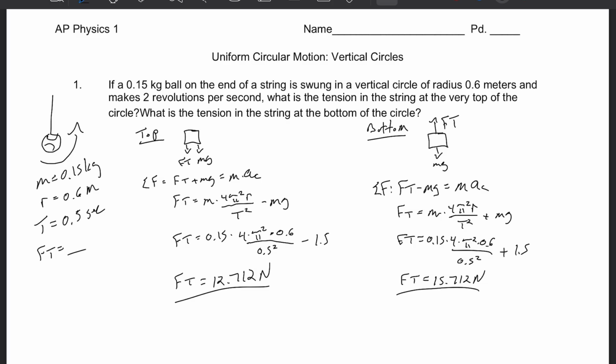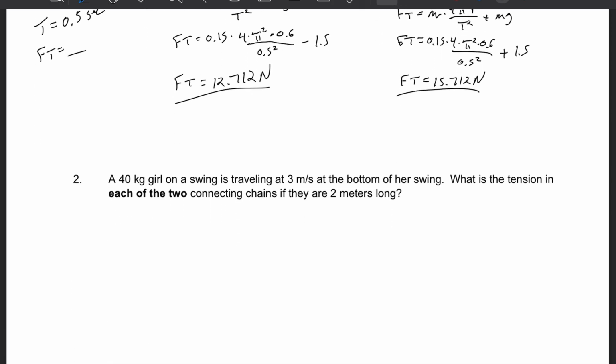All right, going on to number 2. We have a girl on a swing set. You know, this regular swing set, you're sitting on like a little bench seat. There are 2 chains going up, and she's traveling at 3 meters per second at the bottom of the swing. We want to know the tension of each of the 2 connecting chains if they were 2 meters long. So our mass is 40 kilograms. Our radius is 2 meters. Our velocity is 3 meters per second. We have our givens listed out.